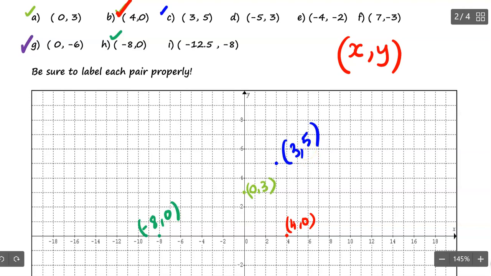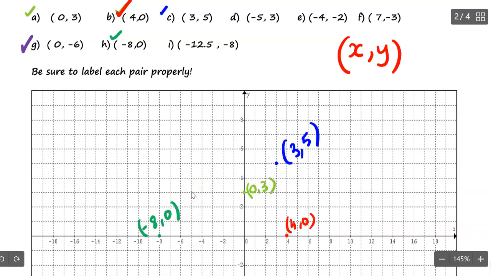Okay, so D, negative 5 and 3. Negative 5, don't forget this is the x value, so this is the y value. This one will stay in quadrant number 2 because this quadrant will have the negative values for x, positive value for y. So I am going to find the negative 5, which is in between the negative 6 and negative 4. So this is negative 5. And I move up.